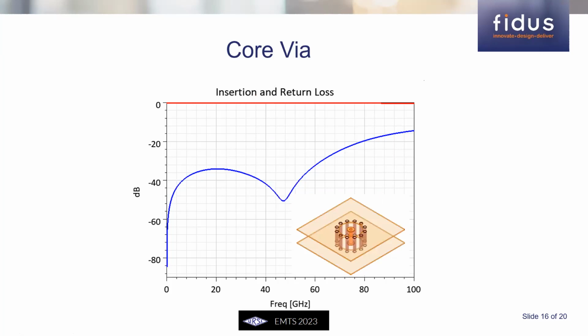The second one is the core via. That's in the rigid section. It's much longer than the microvias. Again, it can be optimized to a certain extent. The results are not as good as the ones for a microvia, but you can see that you can still do fairly good up to 60 gigahertz. You can do better than 30 dB return loss up to 60 gigahertz.